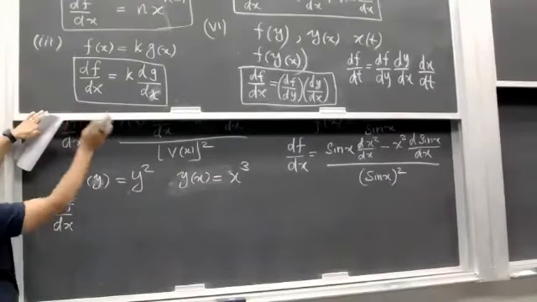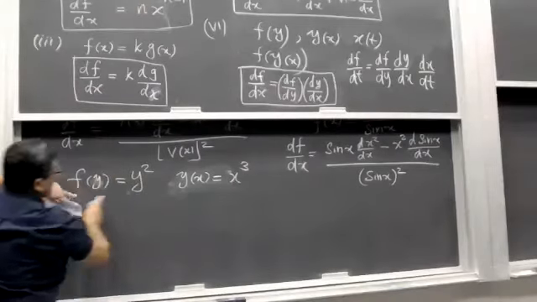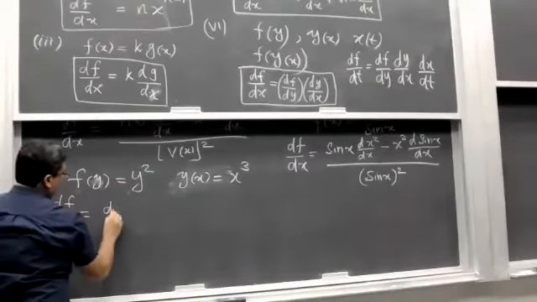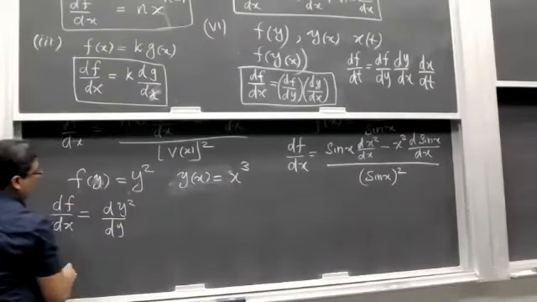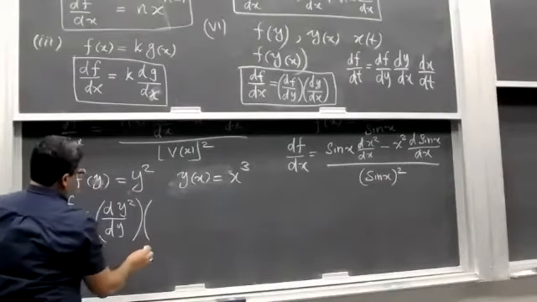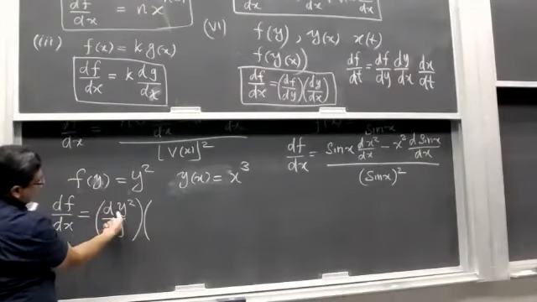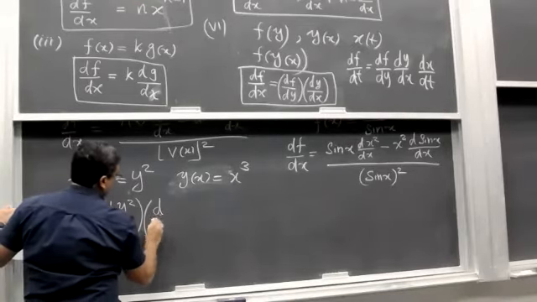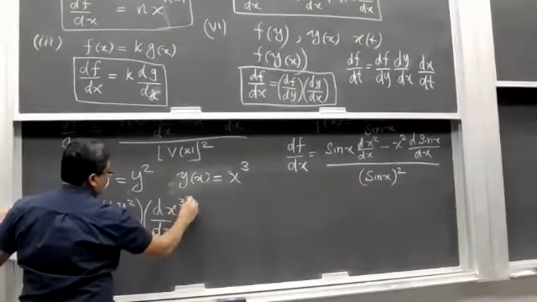If we are to, that's the simple problem. If you want to calculate the derivative of f with respect to x, then in such a case you need to apply chain rule. So first the derivative of f with respect to y times, first the derivative of f with respect to y, and f is y squared, and then the derivative of y with respect to x, and y is x cubed.